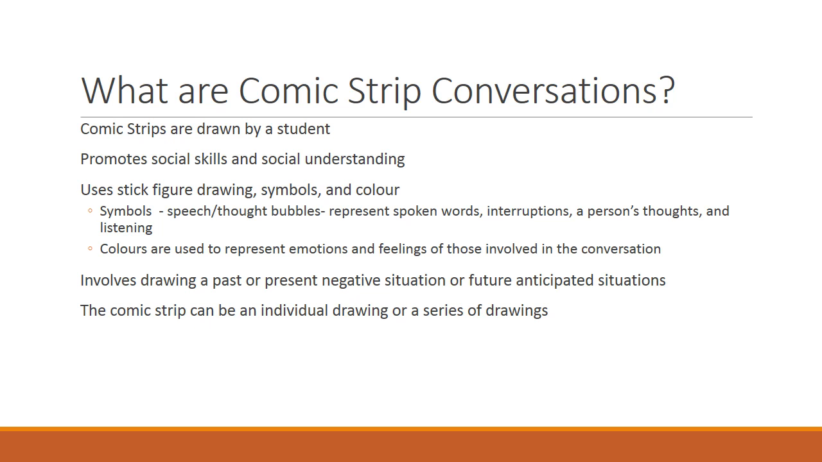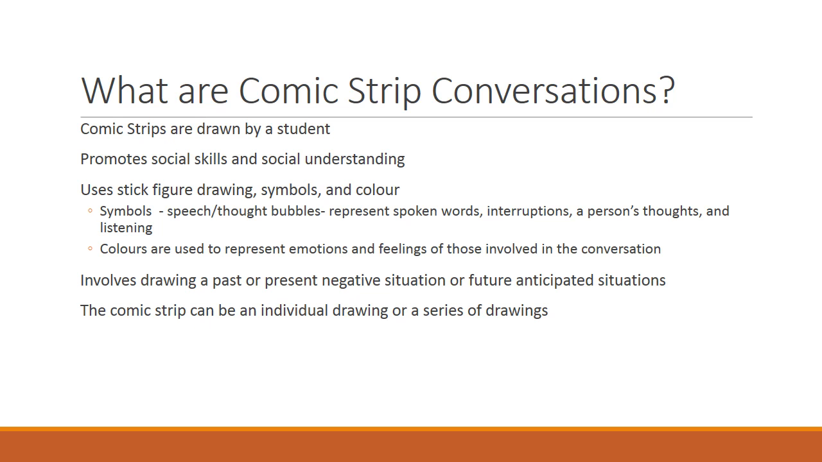Using stick figure drawings, symbols, and colors, students can draw and see different levels of communication that occur in a conversation. In collaboration with an adult, the student will draw a picture of a situation in which there's a negative experience. Symbols such as thought or speech bubbles represent spoken words, everyone talking at once, a person's thought, interruptions, and someone listening. Colors represent the emotions and feelings of those involved in the conversation.